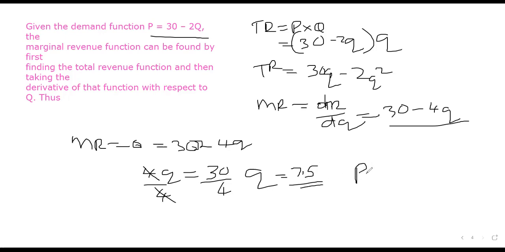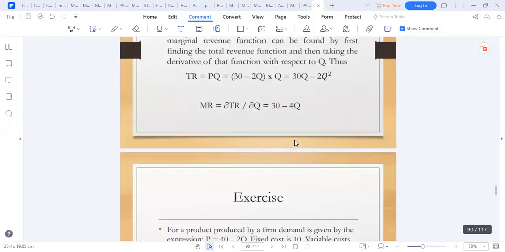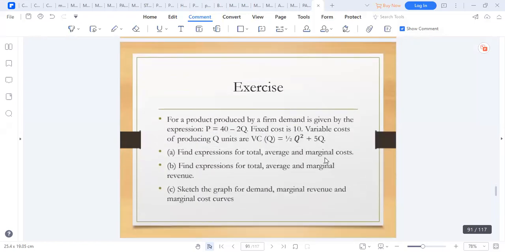So to find the price, we substitute this in the original price function. And whenever we're maximizing revenue, the price is usually half of the intercept. If here there's a 30, the price will be what? A 15. Here there's 40, the price will be 20. So this is 30 minus 15, which is 15. So this is how we maximize this function. Let's just verify. So marginal revenue was 30 minus 4Q. So the exercise I want you to do is this one. You can capture it.